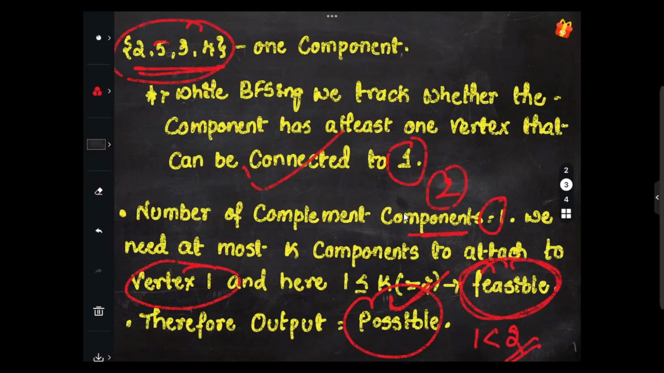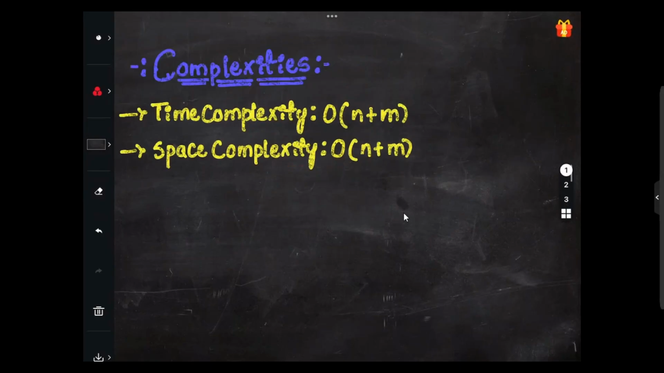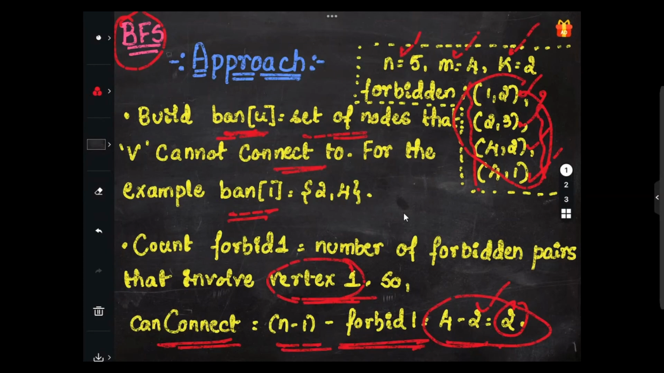So this is feasible. So the output we will return is possible, right? So the final output here would be possible. This is fine. The output that we got here as possible is equivalent to the output that they have mentioned for example 1 within the question, right?